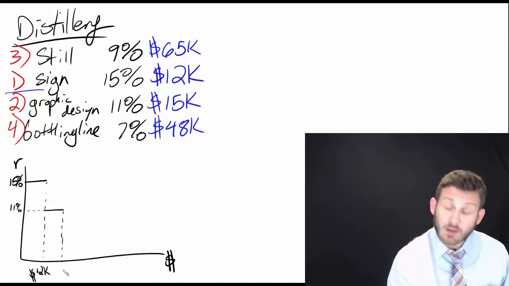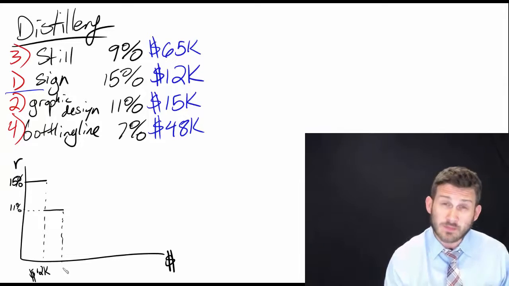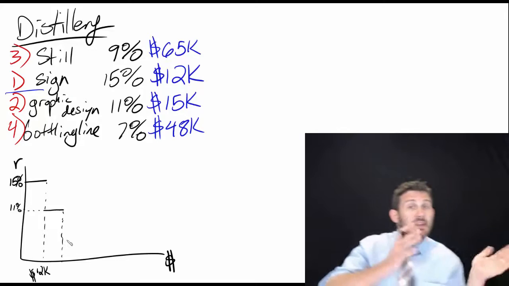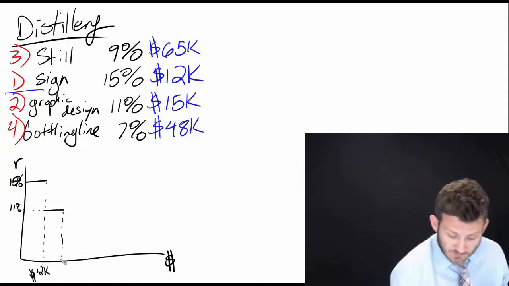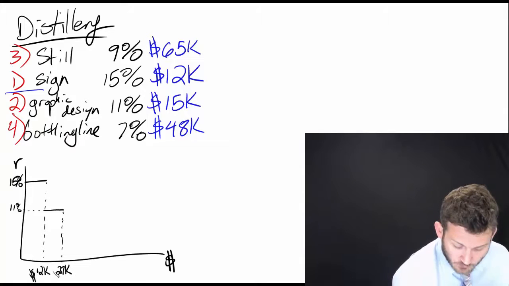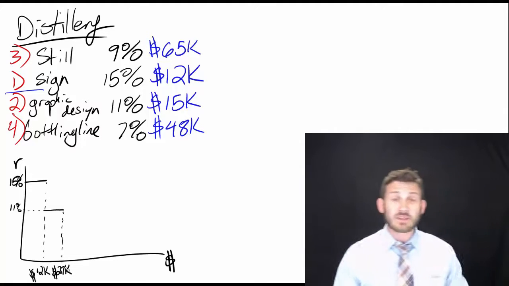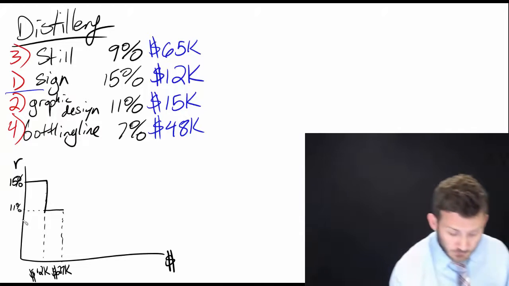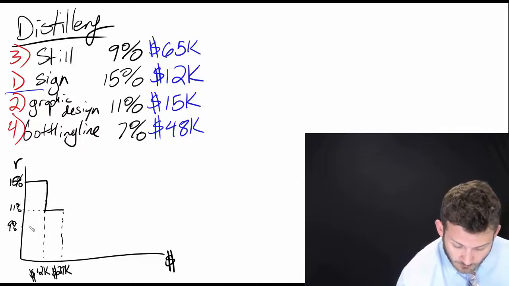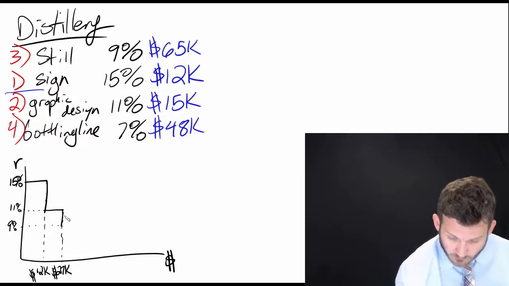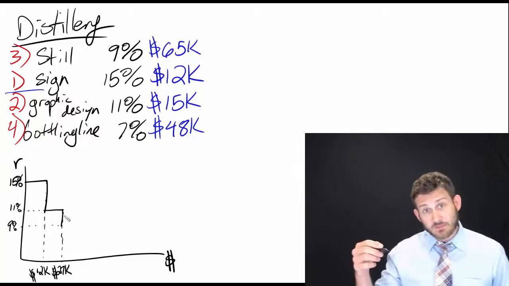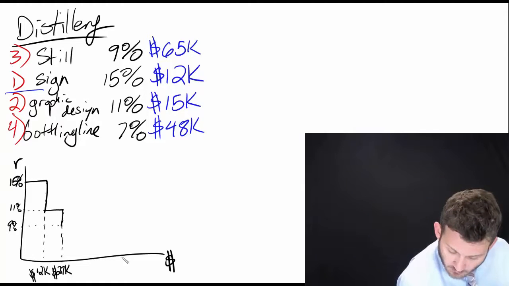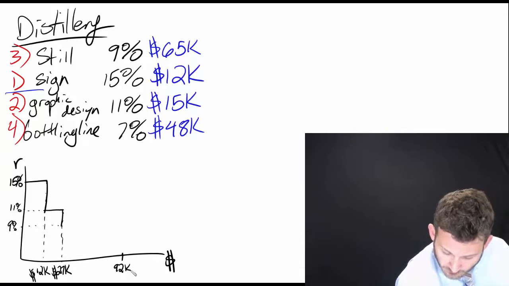So what is this point down here on the horizontal axis? Is that 15,000? No, it's going to be that first amount, the 12,000, plus the second amount, which is that 15,000. So where it's going to cross the horizontal axis is at $27,000. And then we're going to trace that down to the 9%, which is for the new still. And that's going to be at the 65,000 plus the 27,000, which is going to be over here at $92,000.